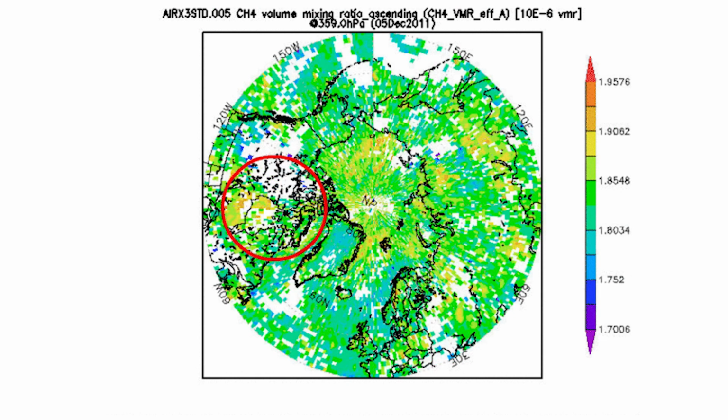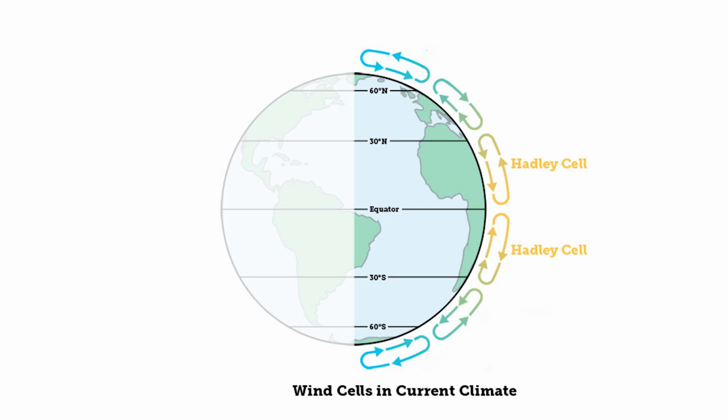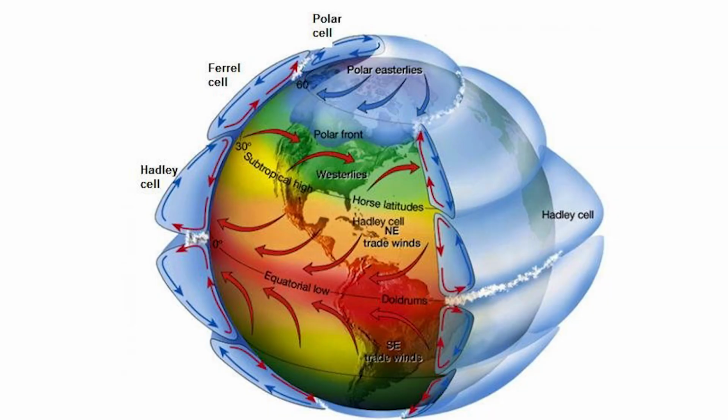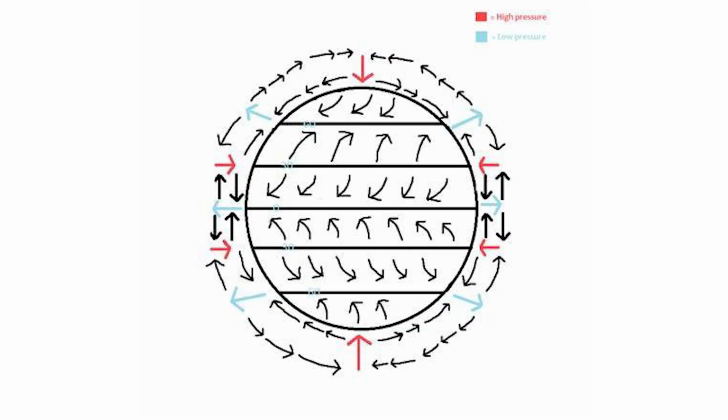These air currents are divided into three main types: Hadley cells, Ferrel cells, and polar cells. Each of these cells represents a section of Earth's atmosphere with distinct wind patterns. They play a crucial role in distributing heat and moisture around our planet, but that's a topic for another day.